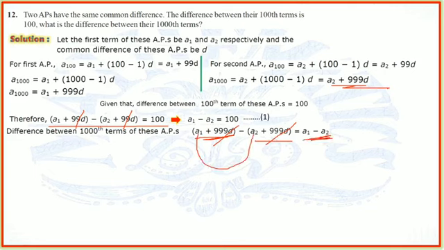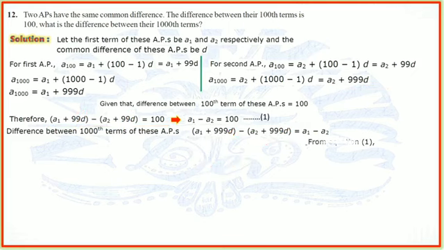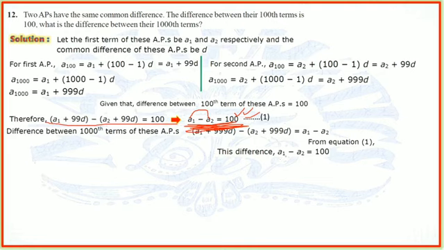We got this difference. Now from equation number 1, the difference we just found, and it was given in the question, the difference between the first and second terms is 100. So A1 minus A2 is equal to 100. That means this is the same difference between the thousandth terms also. Hence the difference between the thousandth terms of these APs will also be 100 only. That is all about this question.